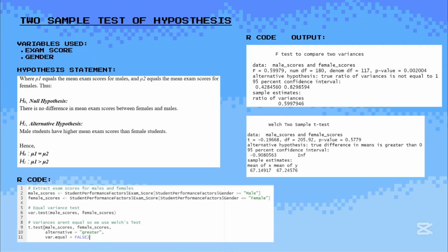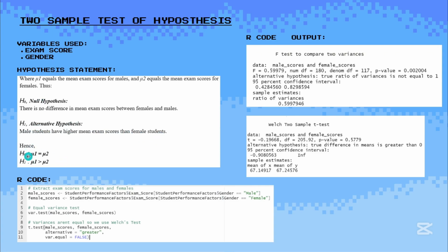Assalamualaikum, my name is MOHAMAD and I will now explain our 2-sample tests of hypothesis. So the variables used are exam score and gender. Our hypothesis statement is as follows, where mean 1 or group 1 equals the mean exam scores for males and group 2 equals the mean exam scores for females. Thus, our null hypothesis states that there is no difference in mean exam scores between females and males. Our alternative hypothesis states that male students have higher mean exam scores than female students.